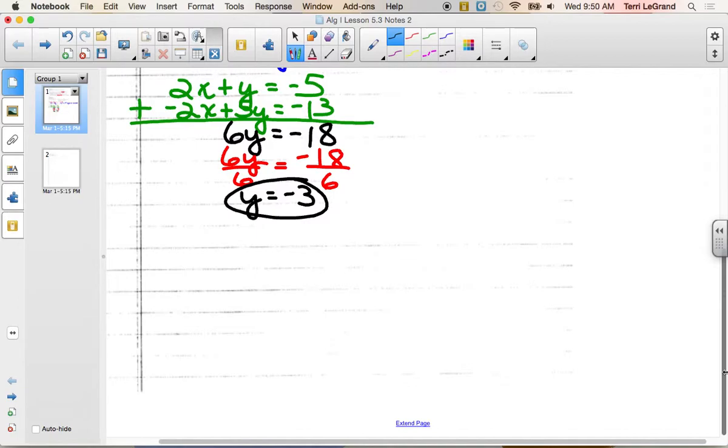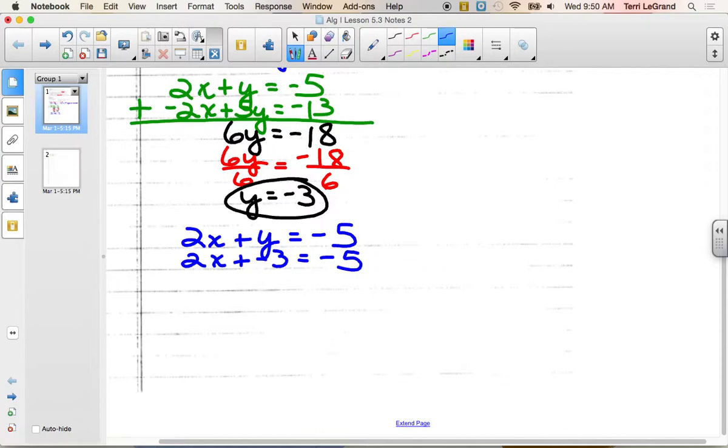Should we use the first one, 2x plus y equals negative 5? Okay. Looks like the least painful one, maybe. So we're going to substitute into it, we are now going to find x. So 2x plus negative 3 equals negative 5. Go ahead and solve for x.